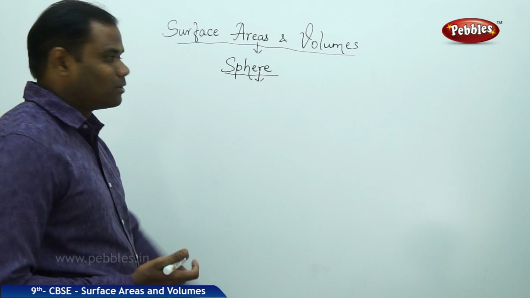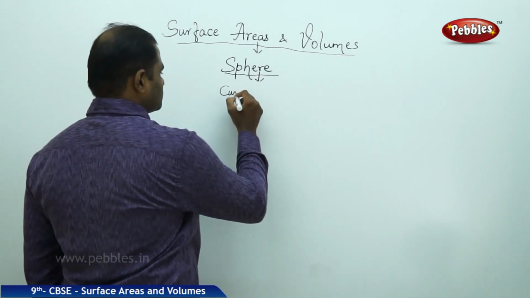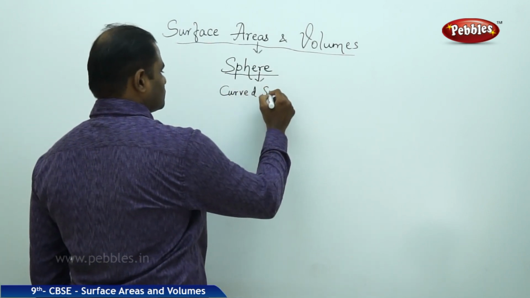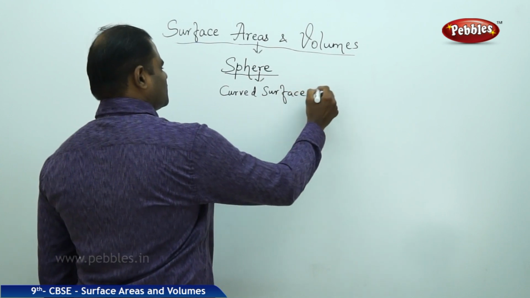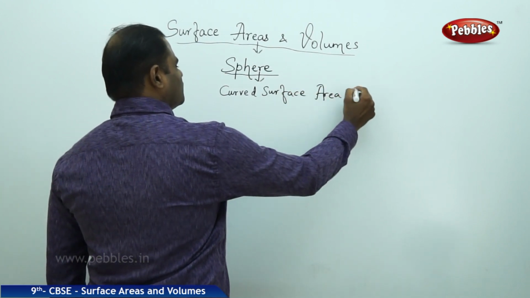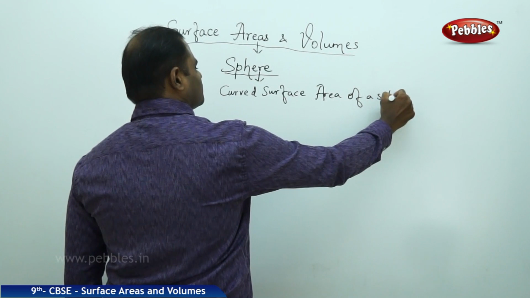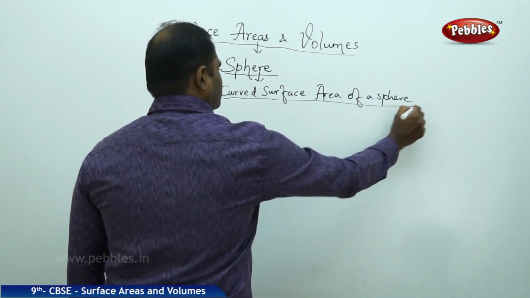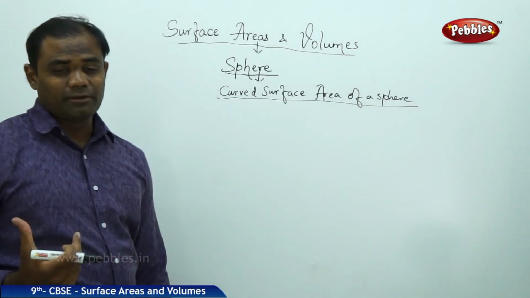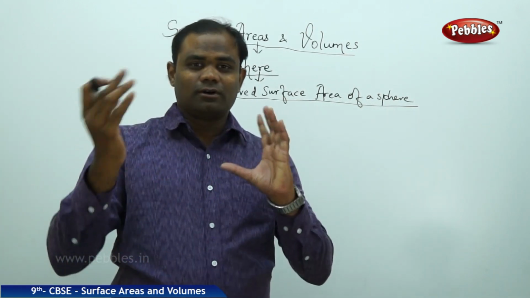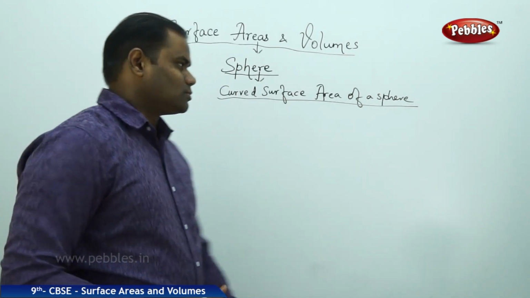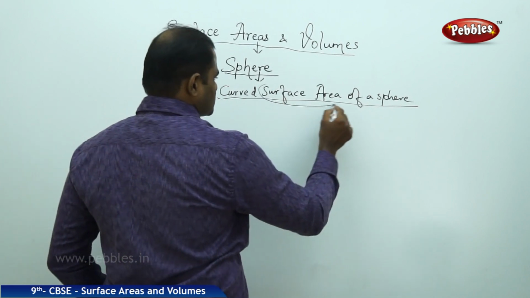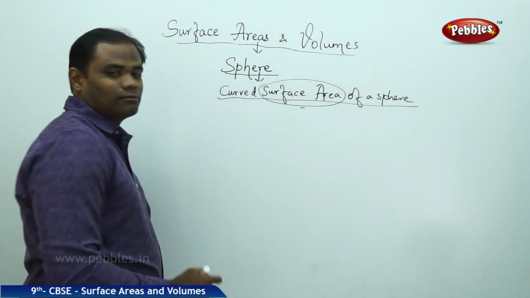This session is about the curved surface area of a sphere, or we can simply call this the surface area of a sphere, because every part of the sphere is curved. So this can also be referred to as the surface area of a sphere.